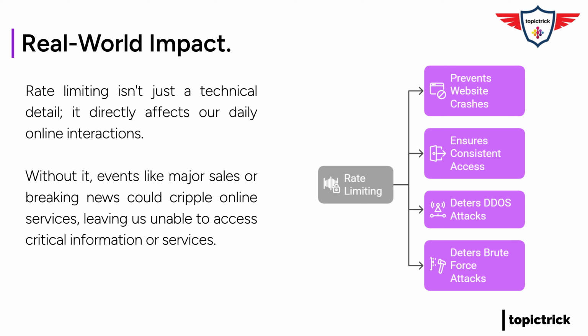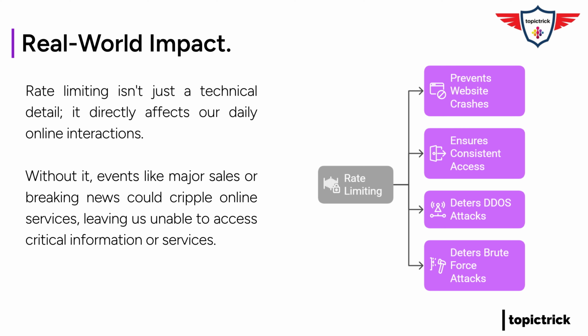Oh, absolutely. Rate limiting is a frontline defense against attacks like DDoS, where someone tries to flood a server with requests to overwhelm it. By limiting the number of requests from a single source, it makes these attacks much harder to pull off. It also makes brute force attacks, where someone tries to guess passwords by repeatedly trying different combinations, much more difficult. So rate limiting is like having a really good bouncer at the door, keeping the bad guys out and the good times rolling.